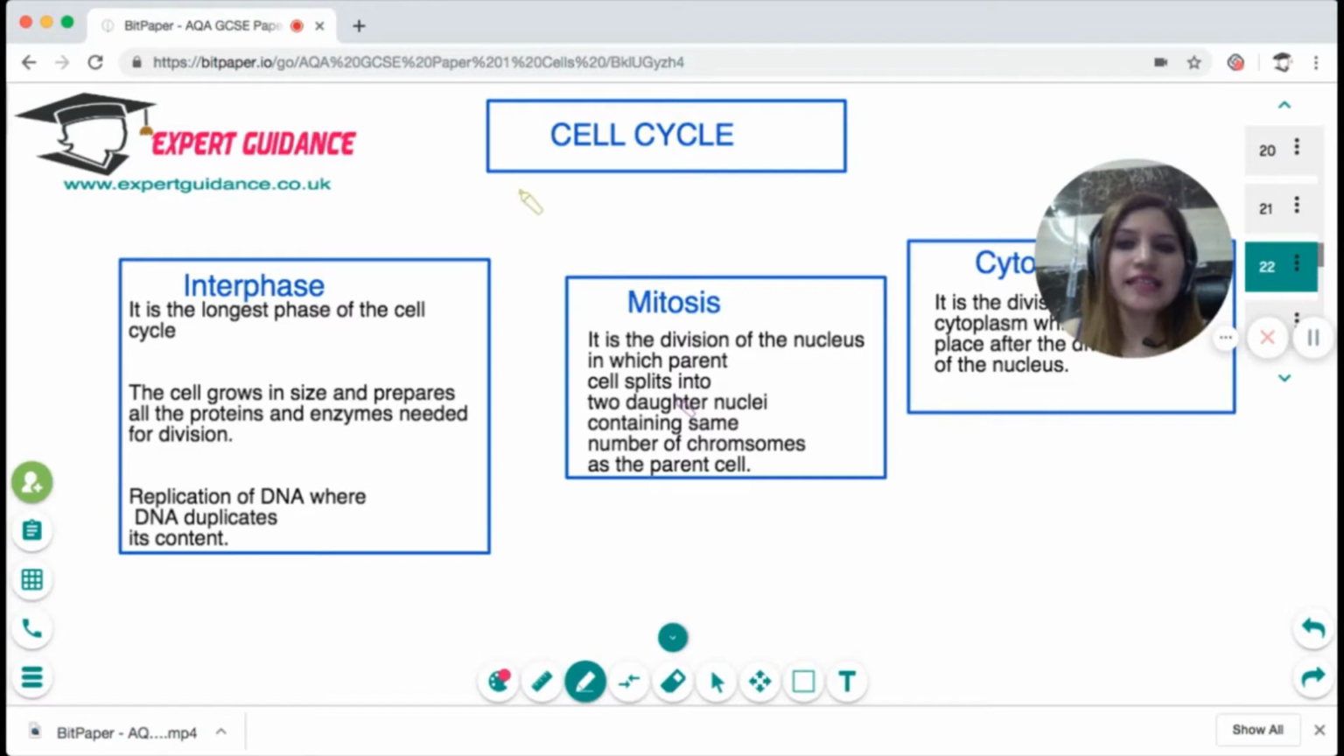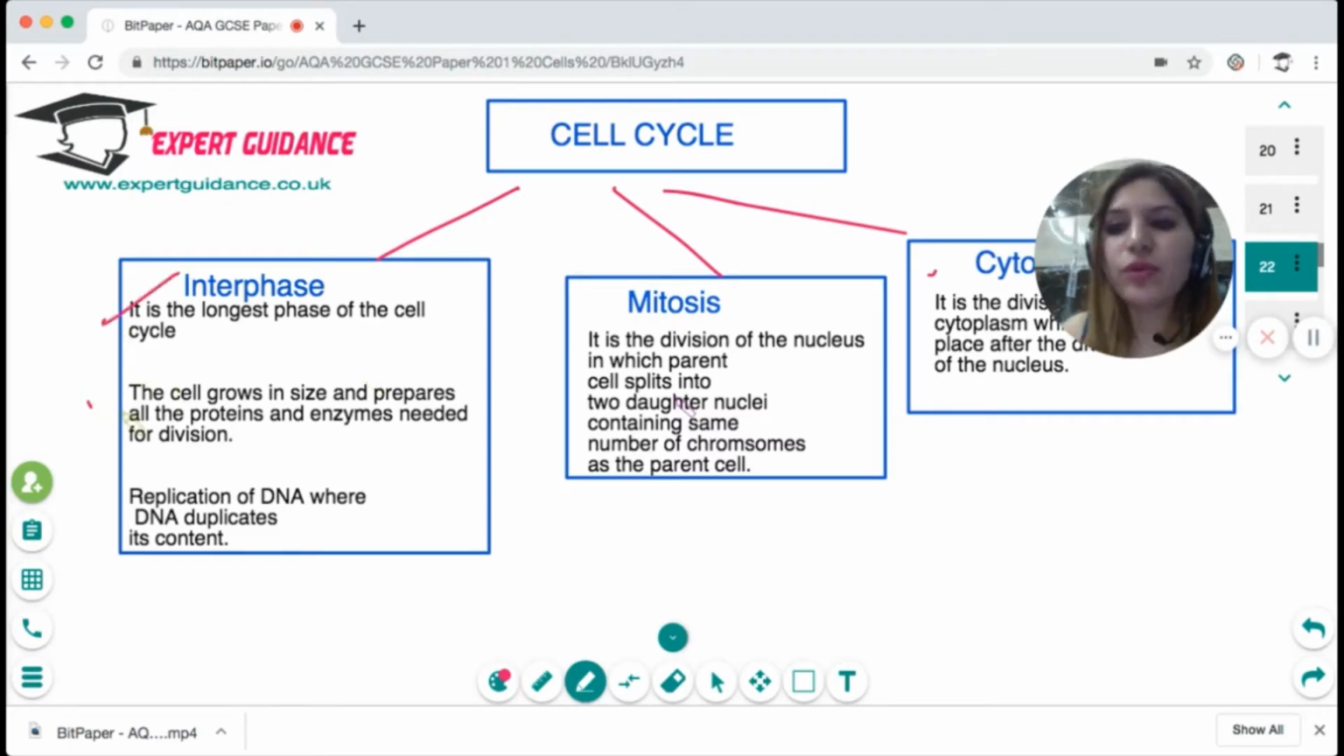This cell cycle is divided into 3 stages. First is the preparation phase, which is the interphase stage. It is the longest phase of the cell cycle, in which the cell grows in size and prepares by making all the proteins and the enzymes needed for cell division. And the very important step that takes place in the interphase stage is the replication of DNA, where the DNA duplicates its content.